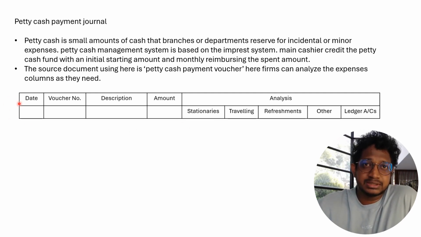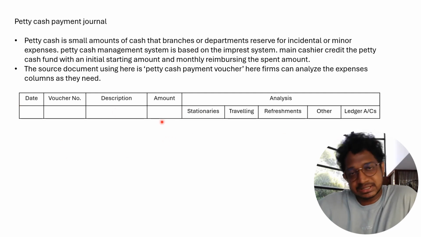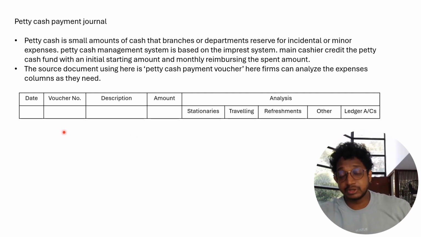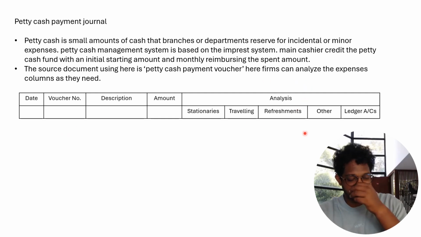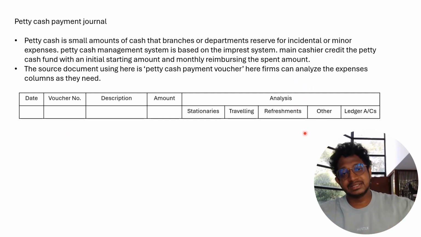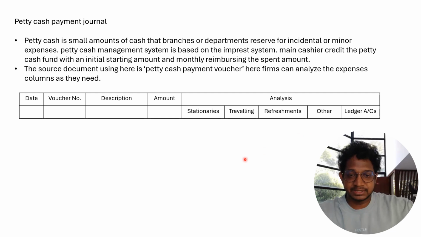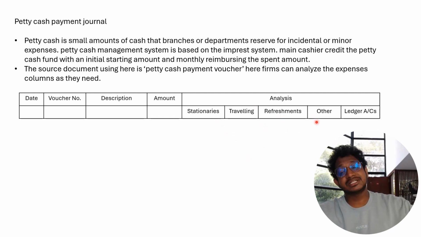So in O levels, in our syllabus, it mentions the petty cash journal as an account as well, right? But in this case, this is only the journaling, so there is no receipt column in the petty cash payment journal. And here in the analysis columns you can record the analysis that is most suitable to your business nature, right? So the expenses you are recording in these analysis columns, and the non-cash expenses you have to record in ledger accounts.